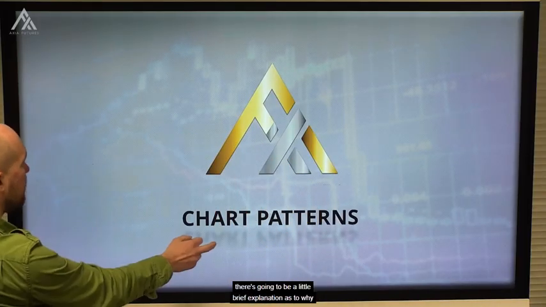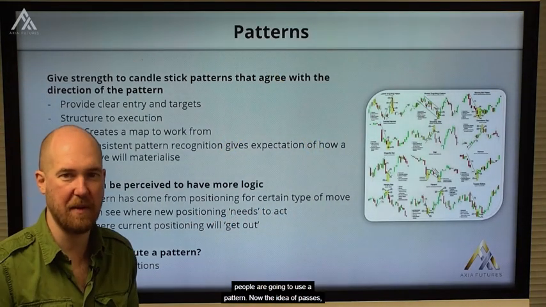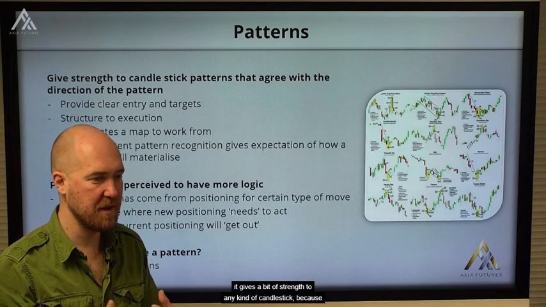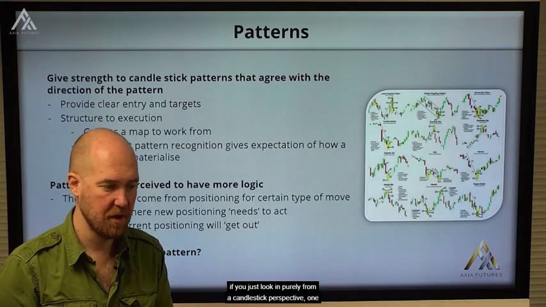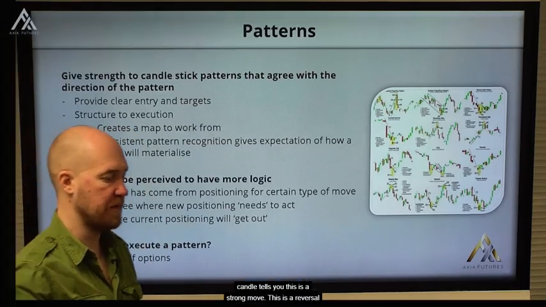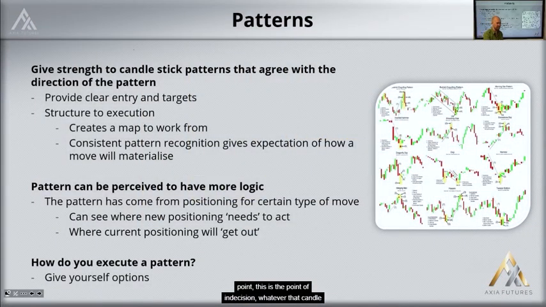So the theory of where to place your targets isn't necessarily what's going to guide how you enter and exit a trade. So first up, let's have a brief explanation as to why people are going to use a pattern. Now, the idea of a pattern is it gives a bit of strength to any kind of candlestick. Because if you're just looking purely from a candlestick perspective, one candle tells you this is a strong move, this is a reversal point, this is a point of indecision, whatever that candle tells you. But that's one individual moment in time. And that doesn't tell you a great deal about how the market got there, what it's going to do from here, how people are positioned. And this is what a pattern starts to do. We're going to build this up because a pattern gives you a rudimentary understanding of positioning.